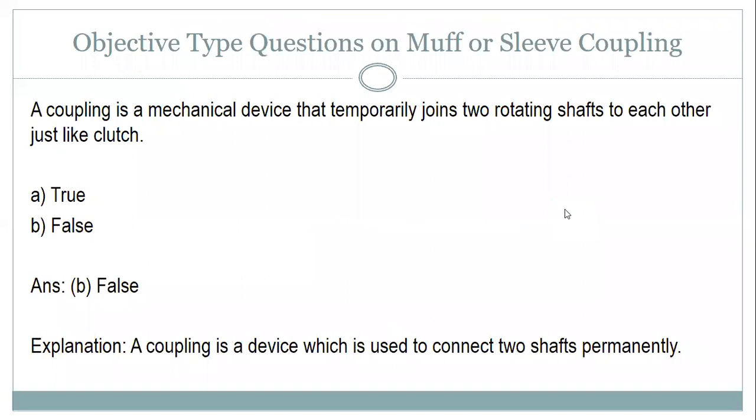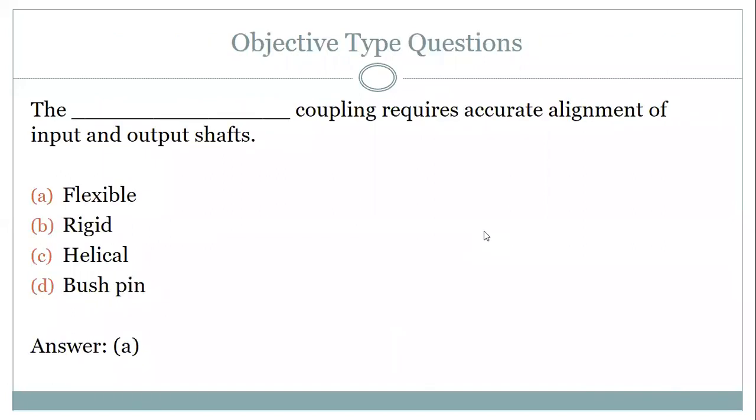So guys, some objective types are asked in exam, in different university exams. A coupling is a mechanical device that temporarily joins 2 shafts to each other, just like clutch. No, it is false. Not just like clutch. A coupling is used to connect the 2 shafts permanently, not temporary. This is what you should understand. This is the difference between coupling and the clutch.